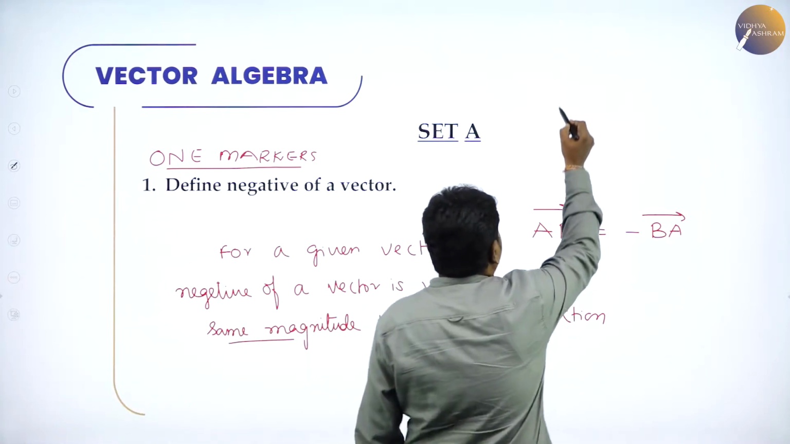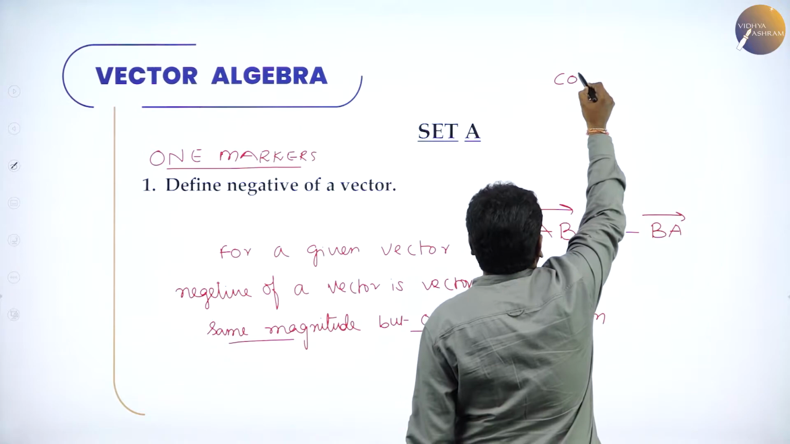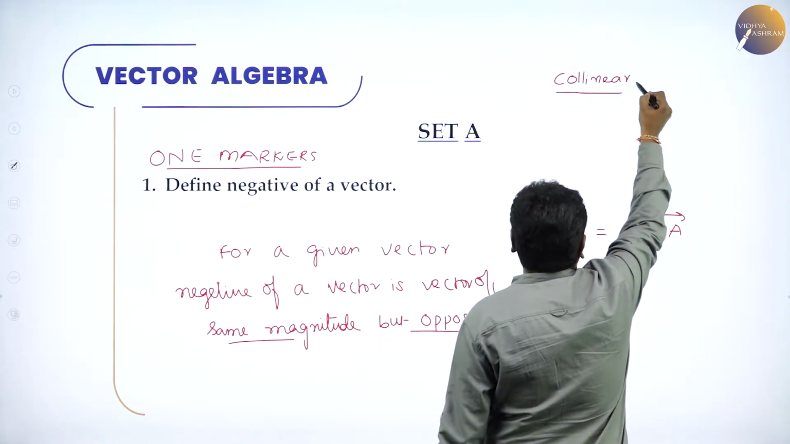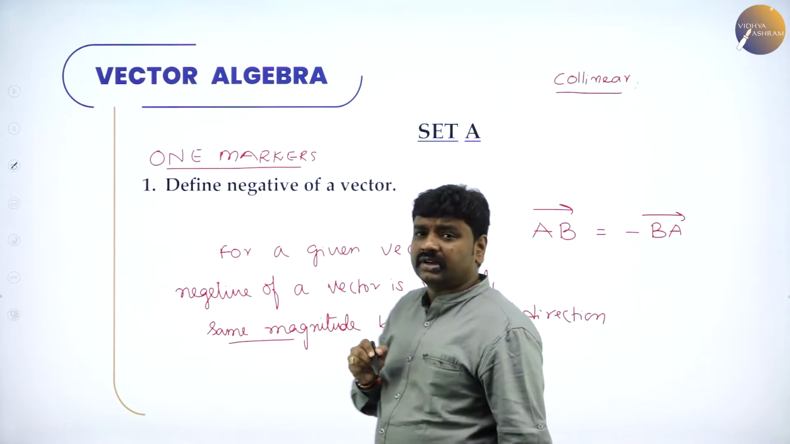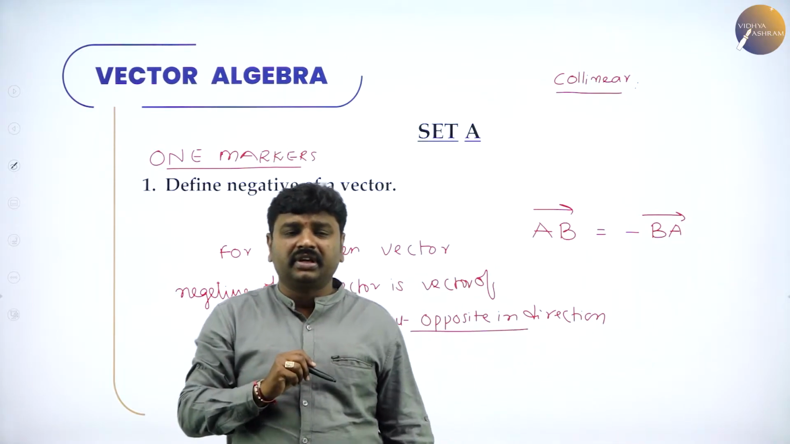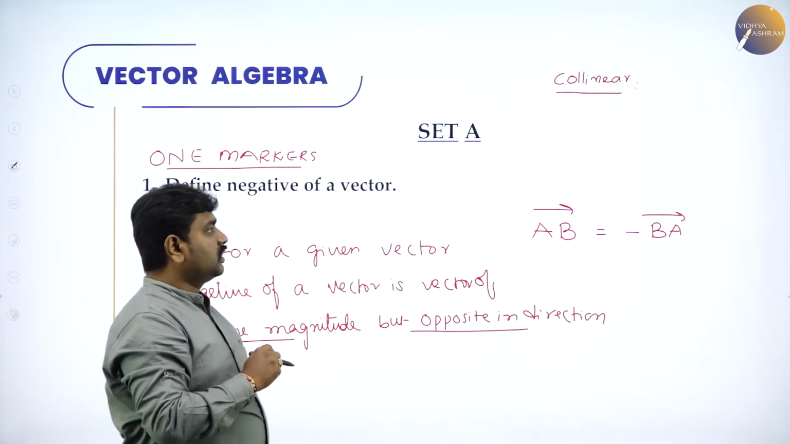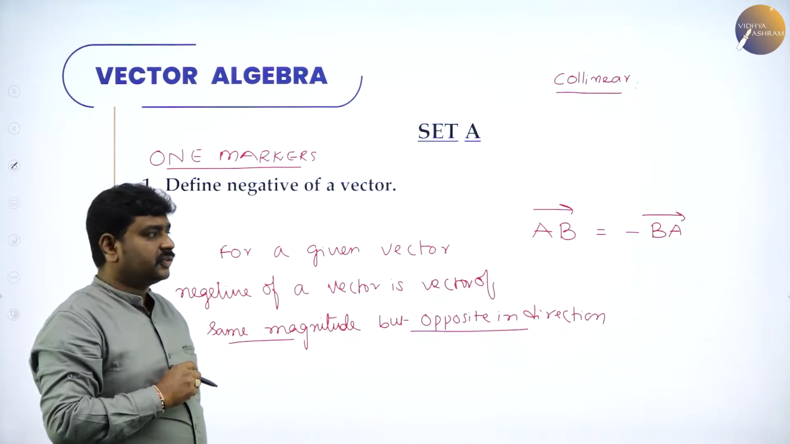Or they may ask define collinear vectors. What are collinear vectors? Two vectors are said to be collinear if they are parallel to the same line, irrespective of magnitude and direction. So these are the standard questions.